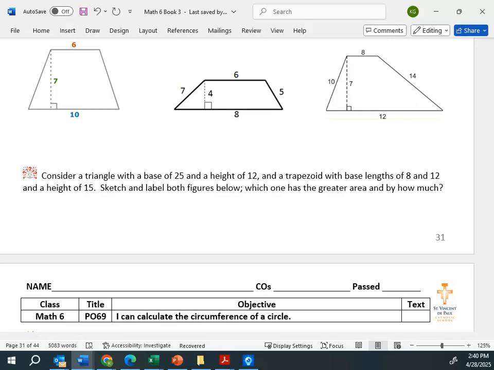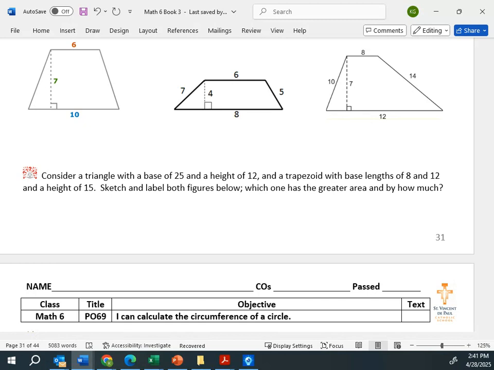So you're going to draw a triangle. Make its base 25 and make its height 12. Draw a trapezoid. It has the base 1 of 12, that base 2 on top of 8, has a height of 15. Draw it, put those numbers in where they would be. Remember, those heights have that right angle. And then you're going to find the area of both of those shapes using those formulas.